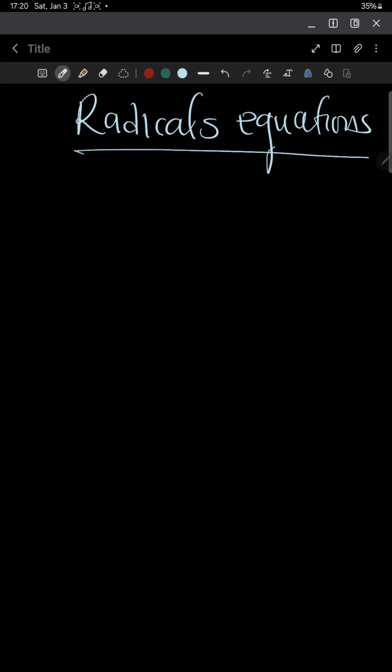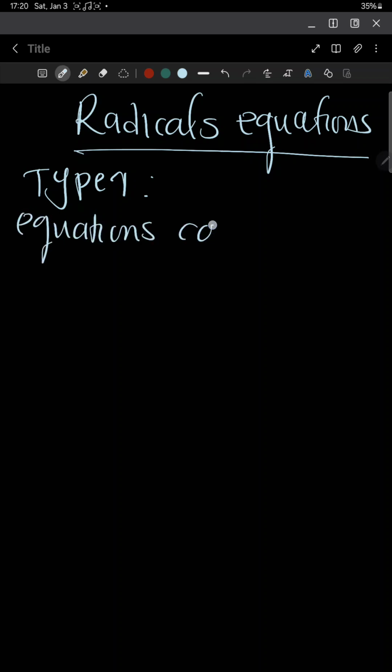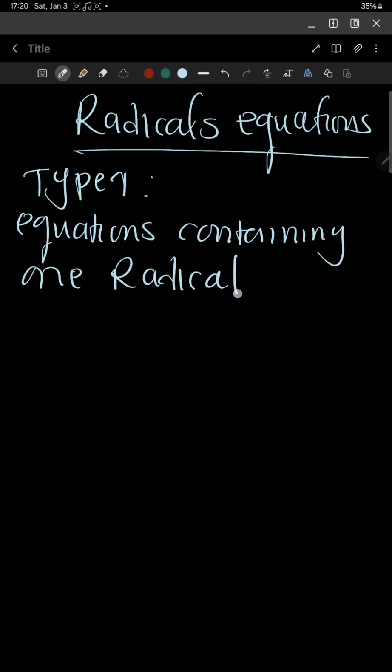So if we say radical equations, I'll start with type 1. Type 1 of equations of radicals, we call it equations containing one radical. So these are equations that contain only one radical.